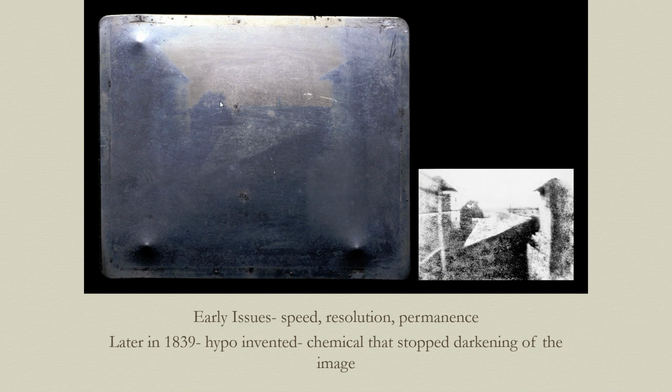So after the 8 hours, he had the image, but unless it's in a totally dark room, it's going to continue to catch light. One of the first really important inventions in photography is a chemical called hypo, and this stops the darkening of the image.